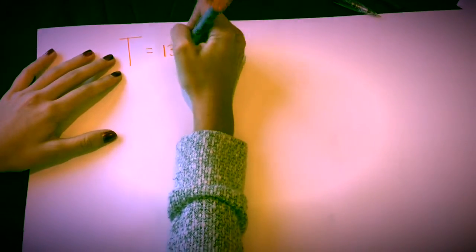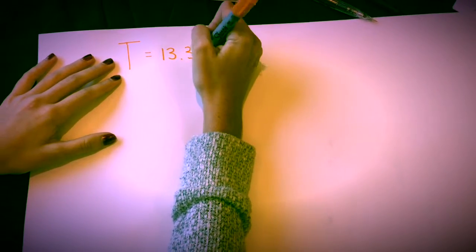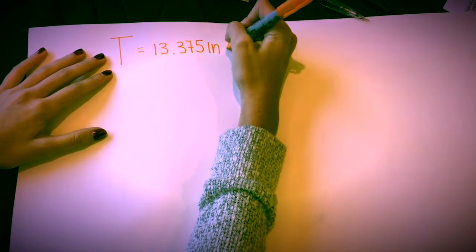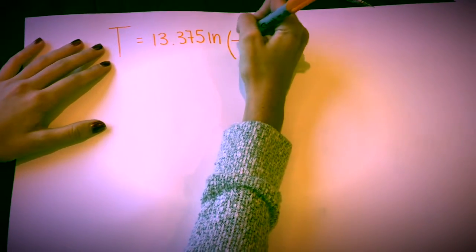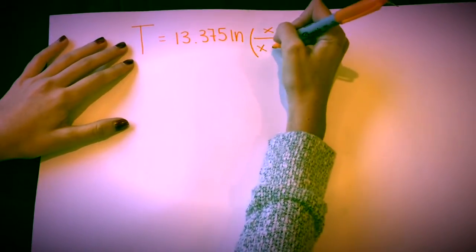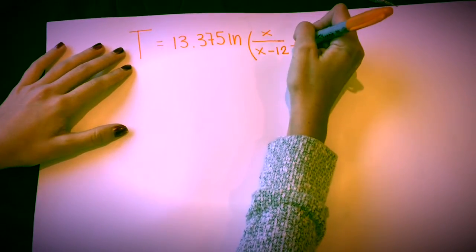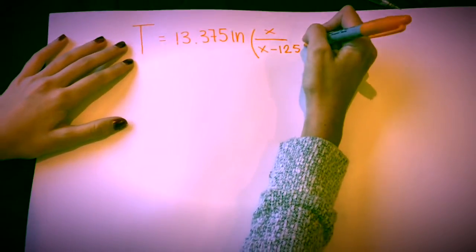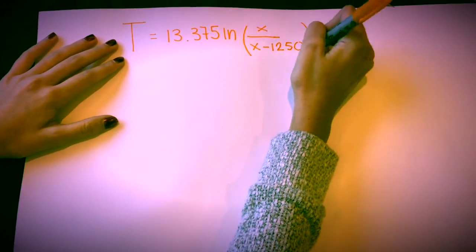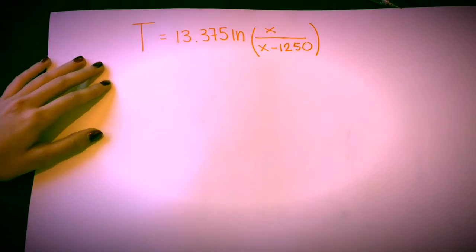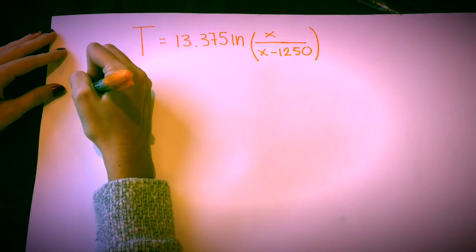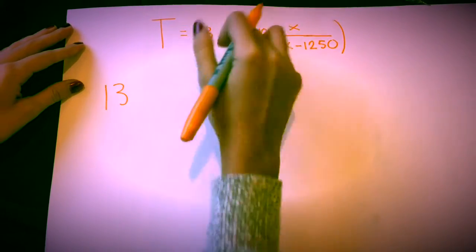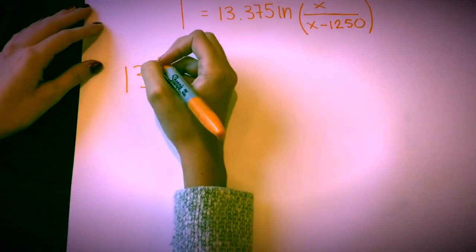On question D, they ask us to find the instantaneous rates of change of t with respect to x when x equals 1,398.43 and when x equals 1,611.19. Here what we need to do is first derive the equation that they give us. The equation is t equals 30.375 natural logarithm of x over x minus 1,250.